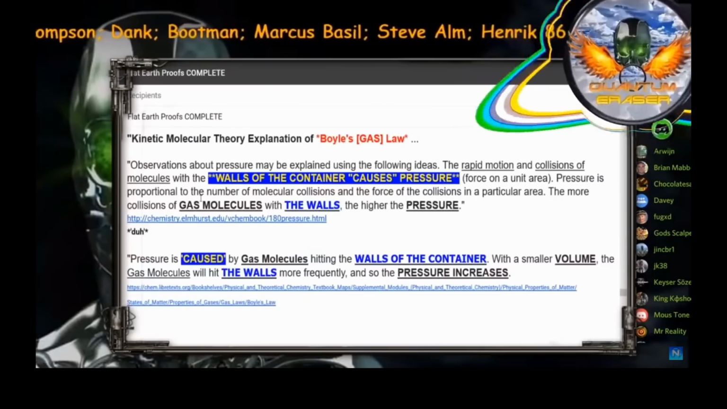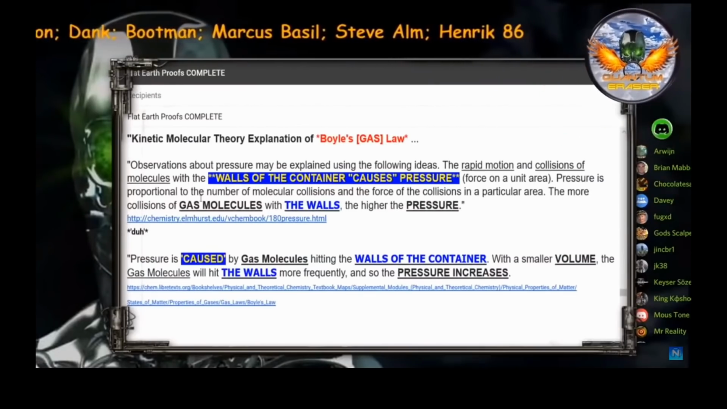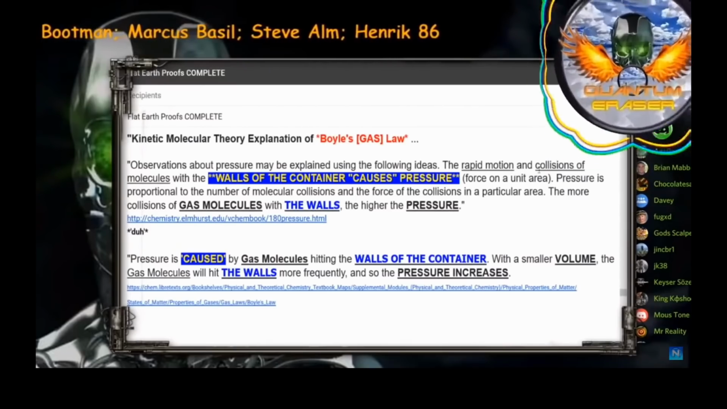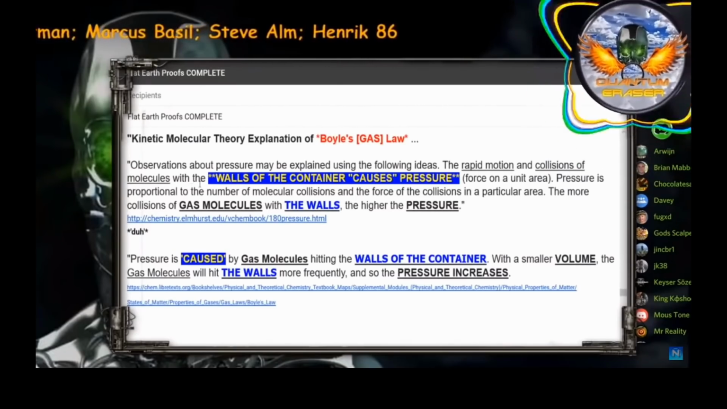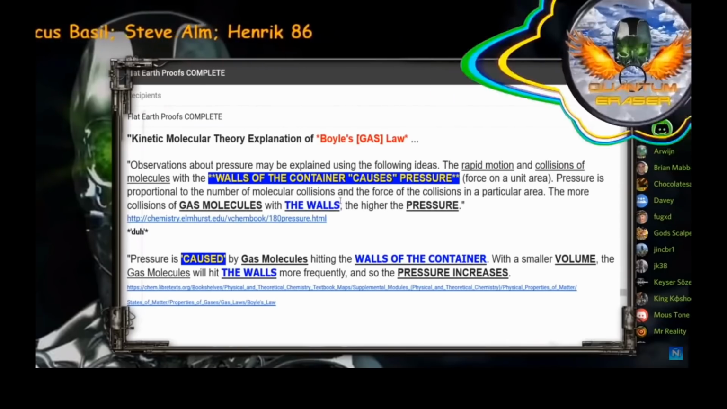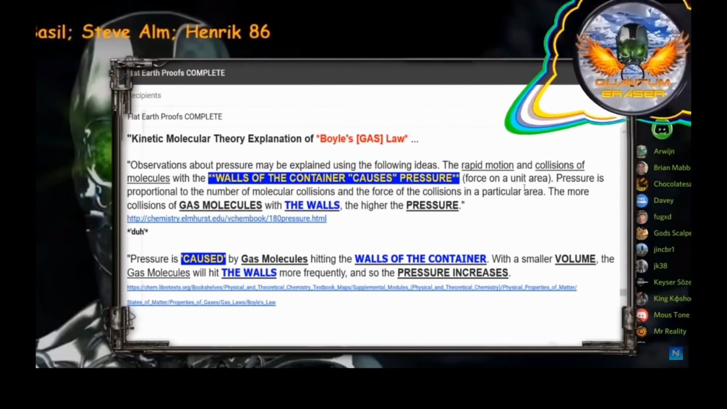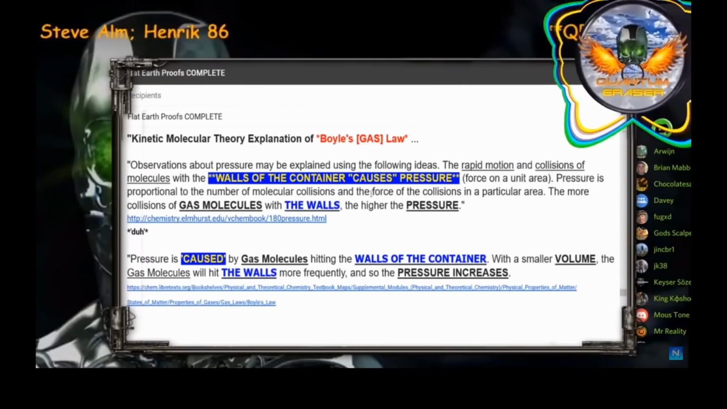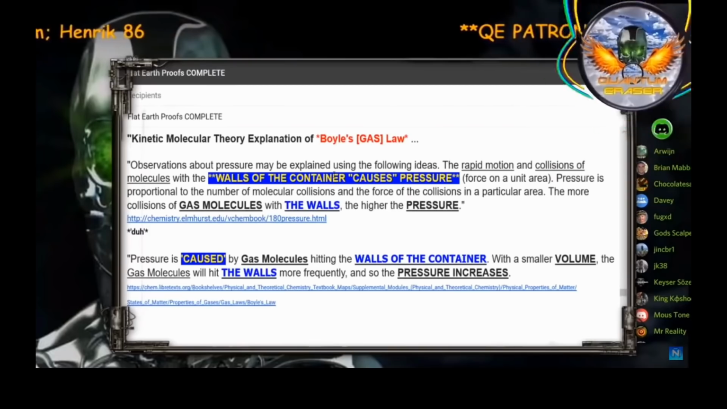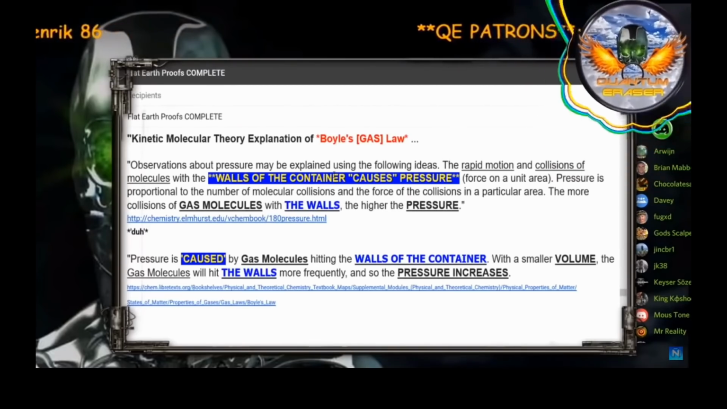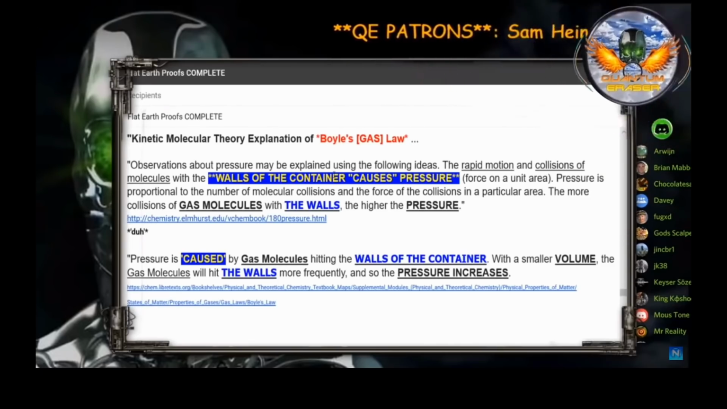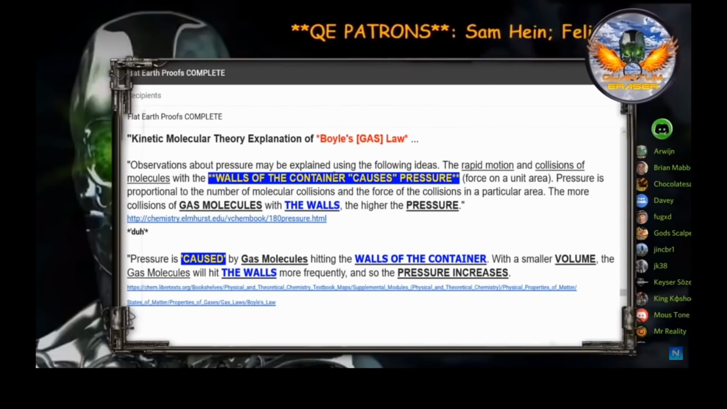Kinetic molecular theory explanation of Boyle's gas law. Observations about pressure may be explained using the following ideas. The rapid motion and collisions of molecules with the walls of the container causes pressure, force on a unit area. Pressure is proportional to the number of molecular collisions and the force of the collisions in a particular area. The more collisions of gas molecules with what? The walls, the higher the pressure.